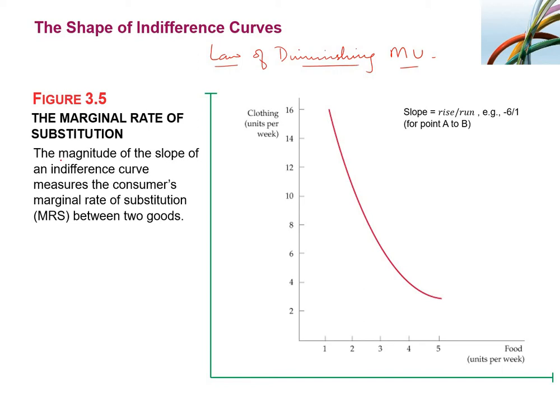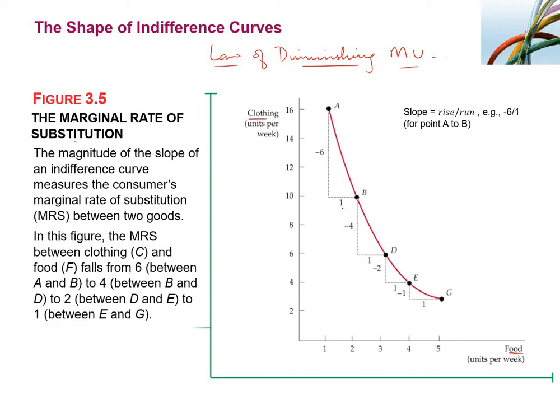In this case, if you have understood this, then think about clothing and food. What is happening to clothing and food while we are moving from point A to B? If you want to move from point A to point B, just consider this and leave the rest of the discussion. We are sacrificing 6 units of clothing. It was 16, and we came down to 10. So we have sacrificed 6 units of clothing in order to get one more unit of food.